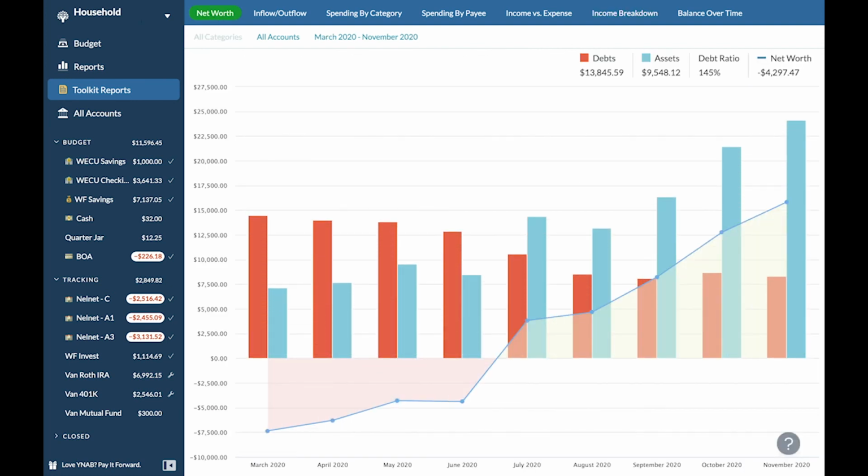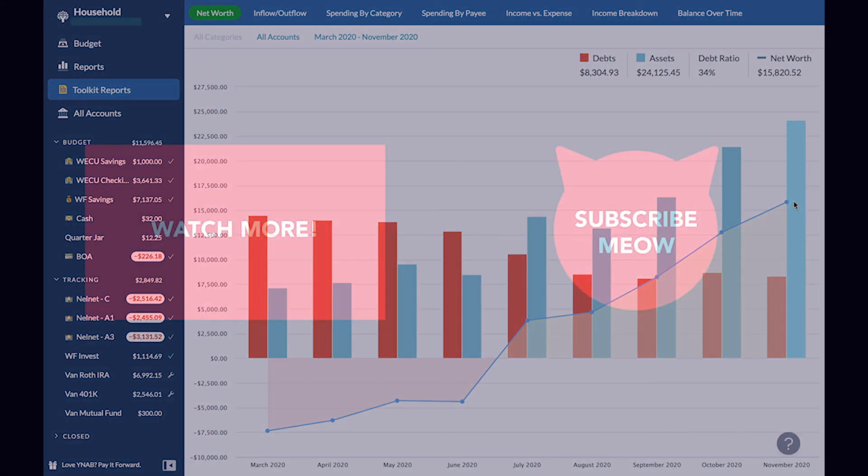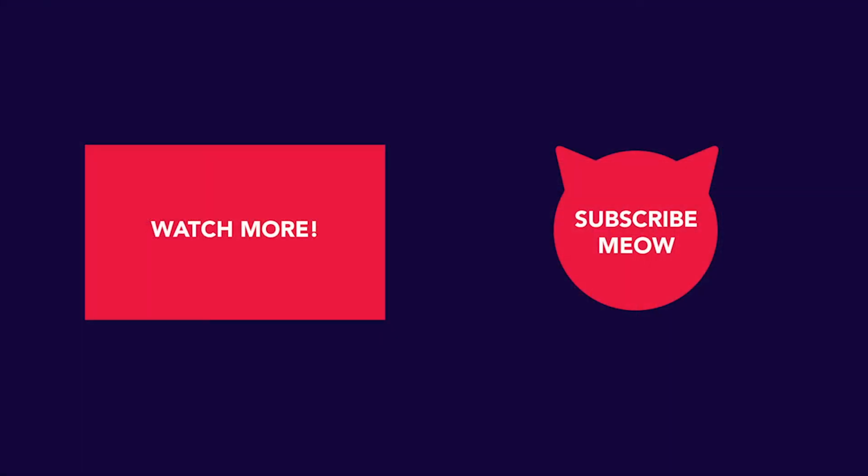One last final look at my net worth, which is so satisfying to see. I'm at a positive net worth of $15,820. I still have student loans. I have no regrets about my student loans, and it will become a priority for me to pay those off in 2021. On that note, I want to conclude this monthly recap.